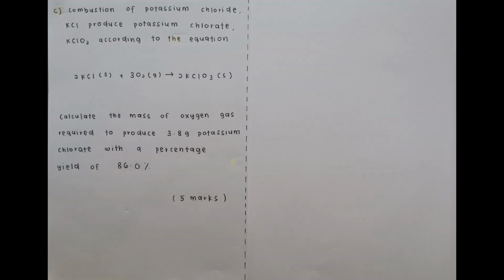The last question, C. Combustion of potassium chloride, KCl, produces potassium chlorate, KClO3. According to the equation, 2 KCl reacts with 3 O2 to produce 2 KClO3. Calculate the mass of oxygen gas required to produce 3.8 grams of potassium chlorate with a percentage yield of 86%.